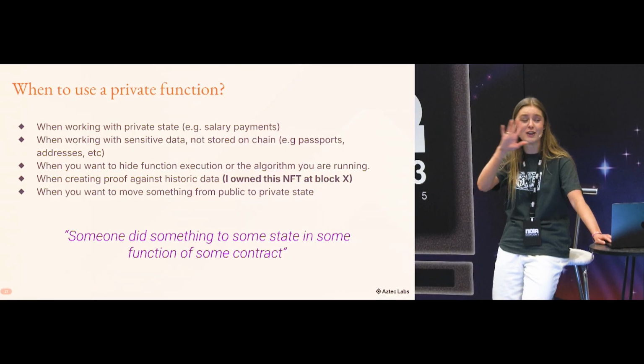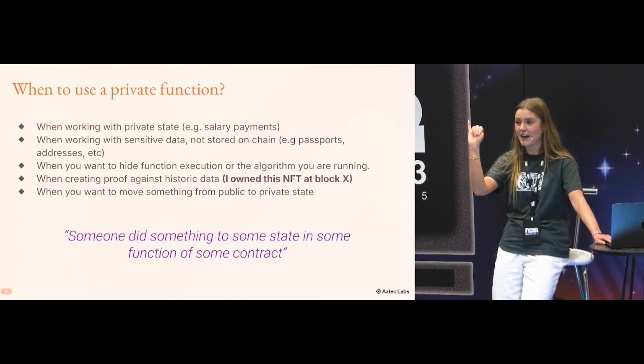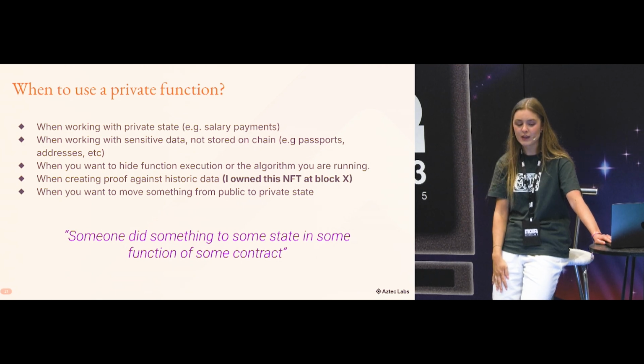I'm going to try and do this off the top of my head, so hope for the best. Public state Merkle tree. We've got the note hash Merkle tree. We've got the nullifier Merkle tree. We have the archive Merkle tree, and then we have the L1 to L2 messaging Merkle tree. Sorry, just testing myself there.